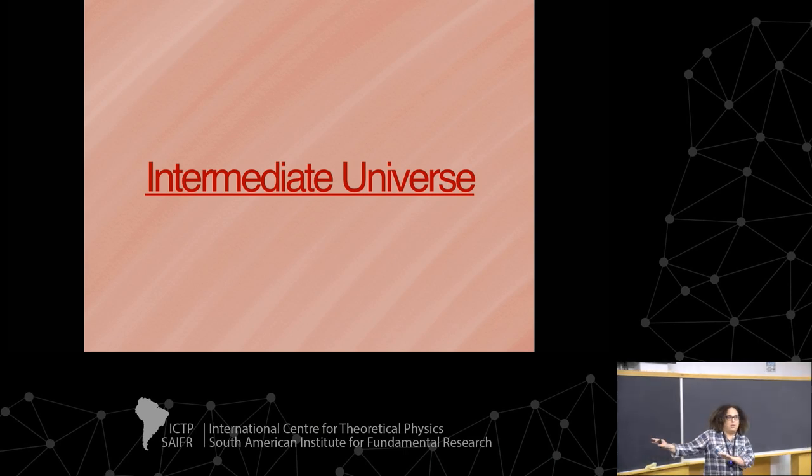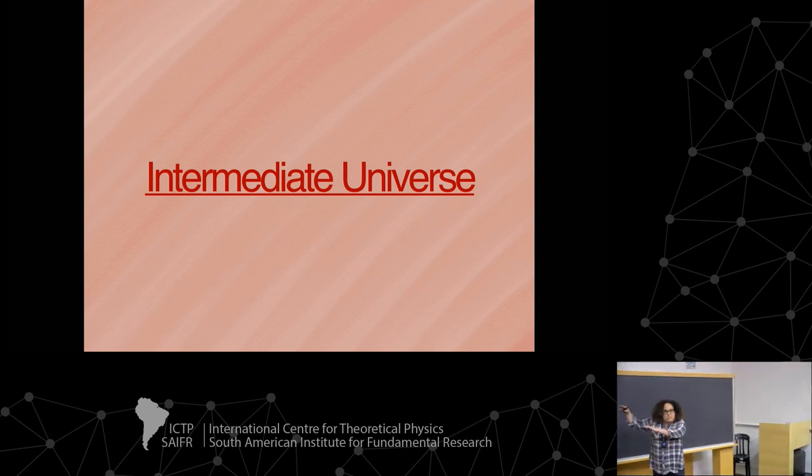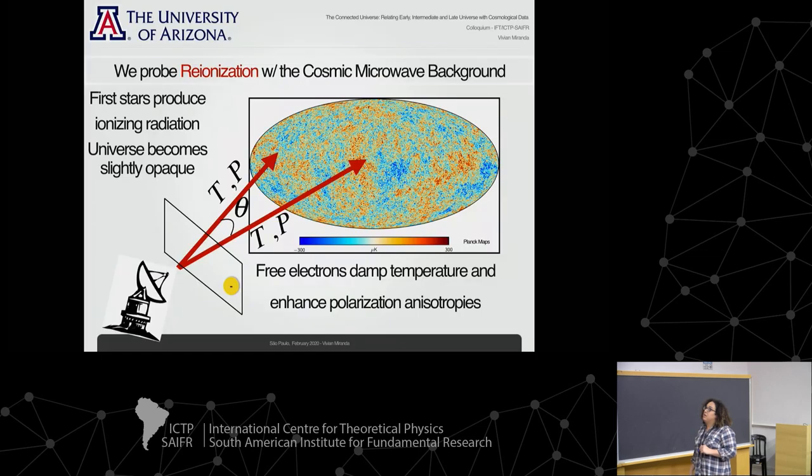Okay, so I'm going to the second part, which is the intermediate universe, a shorter part, and I'll show similar types of entanglement between predictions in the intermediate universe and other epochs. I told you we have this phase called reionization, where stars appear. We have third and second generation of stars. They're very big and emitted a lot of radiation. And this radiation ionized the universe again.